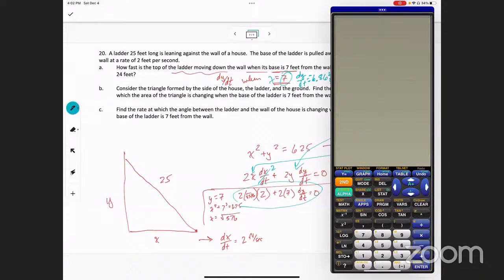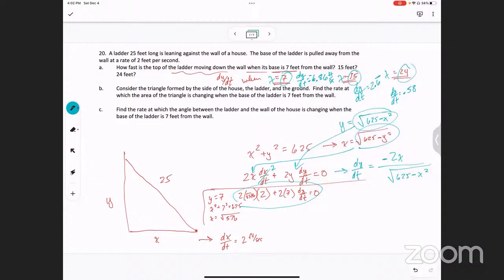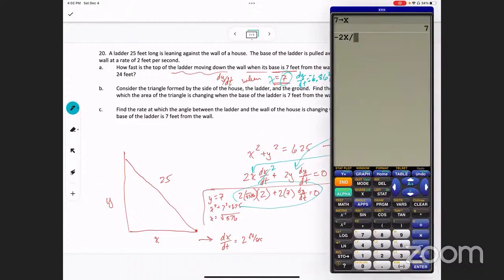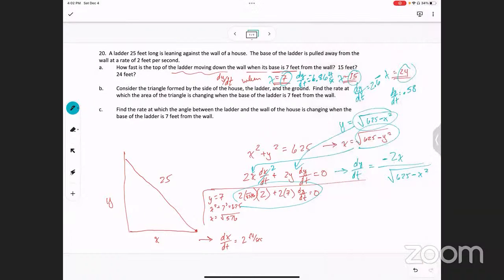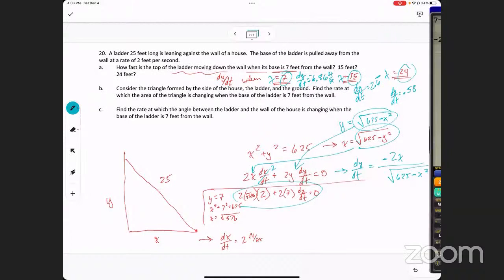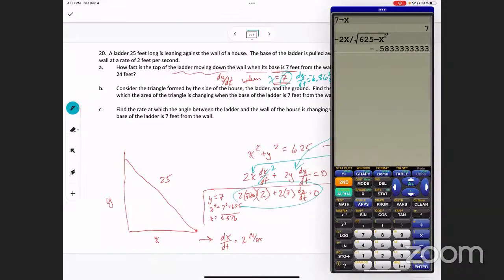So let's store 7 for x. And it should be negative 2x divided by the square root of 625 minus x squared. There we go. Negative 5.83. Yep, I think maybe they're just going to be flipped. So this is negative 5.83. I don't know why that happened to be flipped.